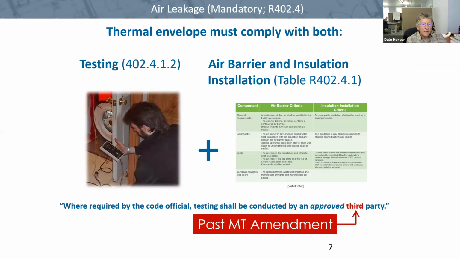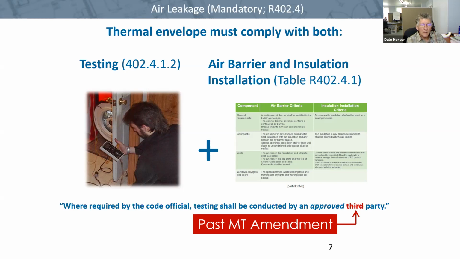So the IECC requires that the building envelope be tested, and it requires that a set of requirements in the air barrier and insulation installation table be met. In the 2009, you had to do either, but in the 2018, as in the current code, you have to do both. There's another provision in the code that says where required by the code official, testing shall be conducted by an approved third party. Montana amended that to where it took the words third party out. It's still confusing, and some jurisdictions still require a third party somehow, even though clearly that wasn't the intent.